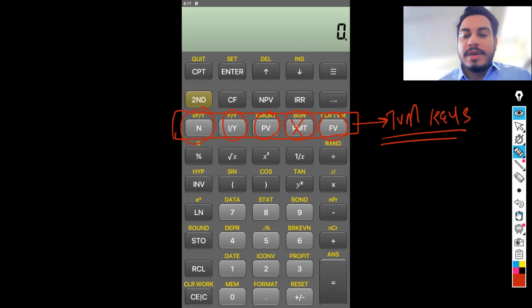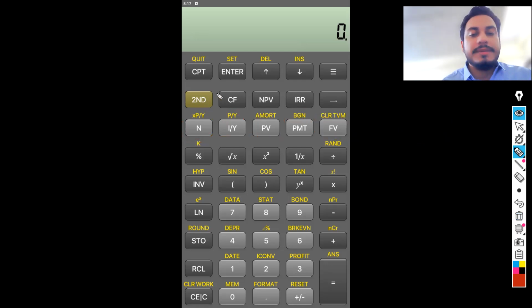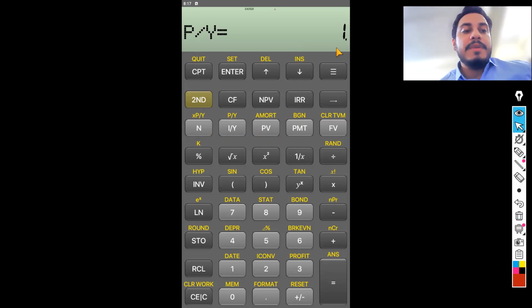First thing first, what I want you to do is click the second key. Then click this I/Y. And if you see some other number mentioned over here against P/Y, P/Y is basically the compounding periods in 1 year. We are keeping it 1, assuming that annual compounding only. So if you see any other number, just click 1 and click enter. Then click CE/C twice, so it converts into 0.